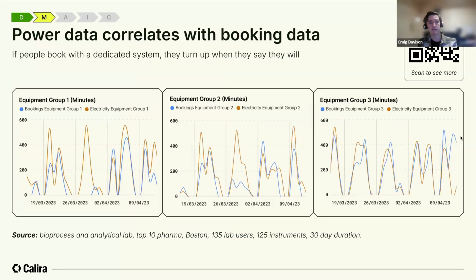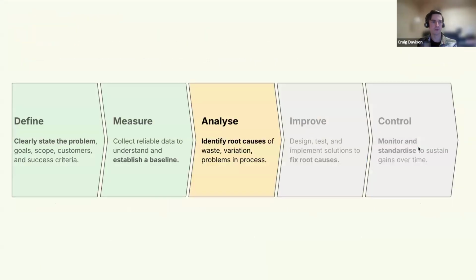One interesting insight we uncovered from a larger lab environment based in Boston is that when labs use a dedicated, fit-for-purpose booking system, booking behavior tends to correlate closely with actual usage. This doesn't mean the booking data is perfect, but it does mean that behavior improves when the system supports it and when the system is actually designed for it. When people trust the booking system, they book more realistically. When bookings are more realistic, utilization data becomes much more meaningful.